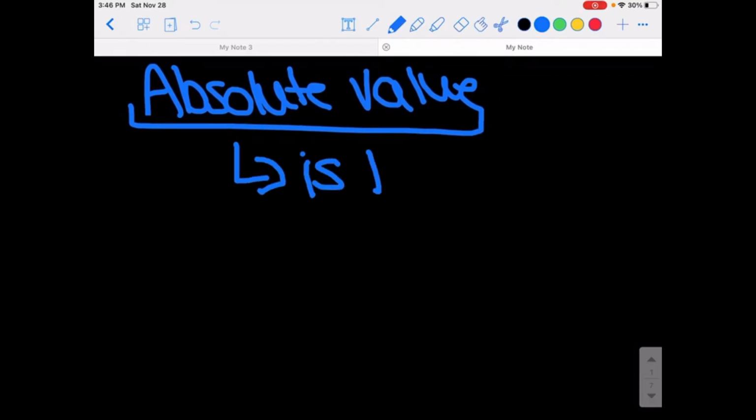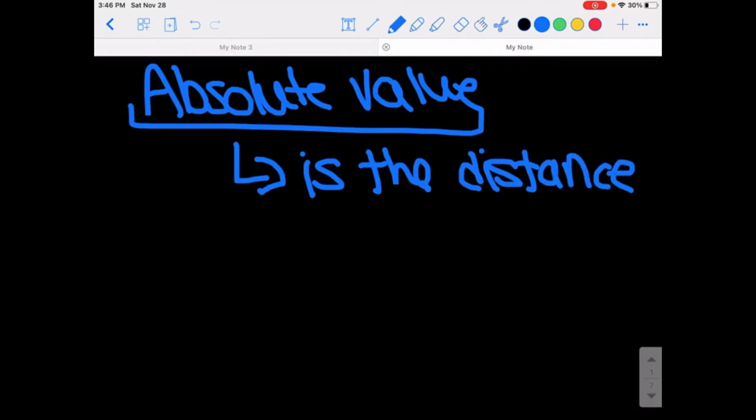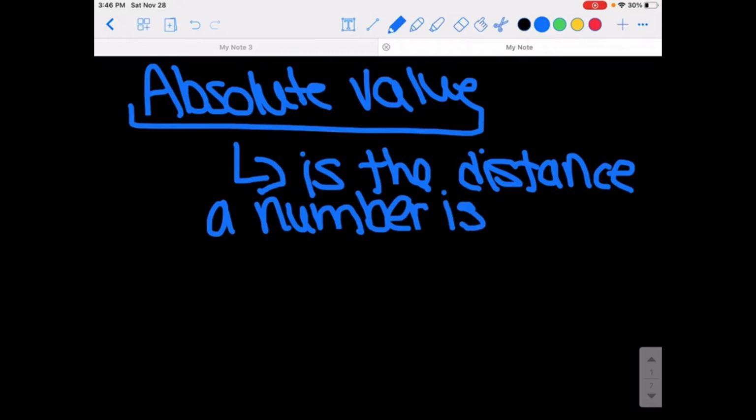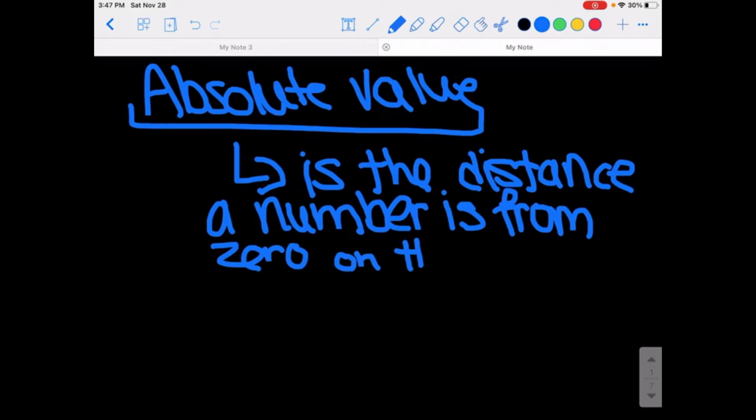Absolute value is the distance a number is from 0 on the number line.